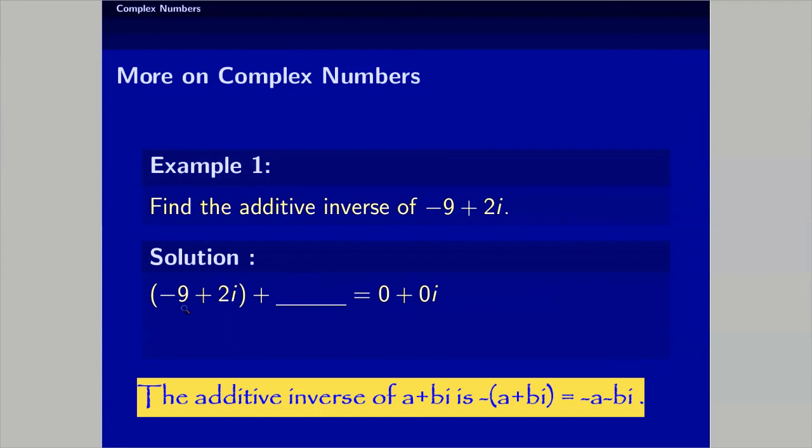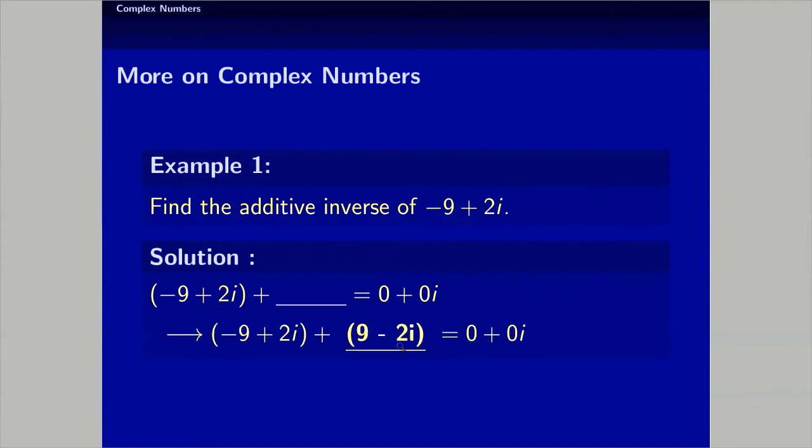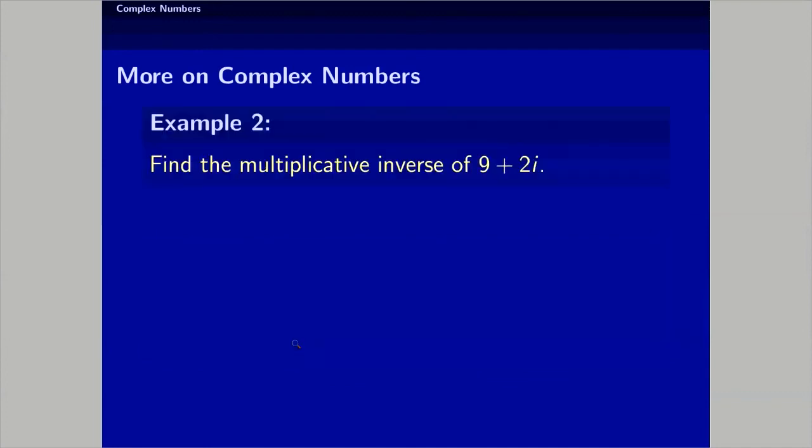Parang ito, how do you make negative 9 0? What are you going to add? You add positive 9. Okay? How are you going to make positive 2 here, the imaginary part, 0? You add a negative 2. Okay? So that's why we have this. So we say 9 minus 2i is the additive inverse of negative 9 plus 2i. Okay? All right. Let's take this another example.